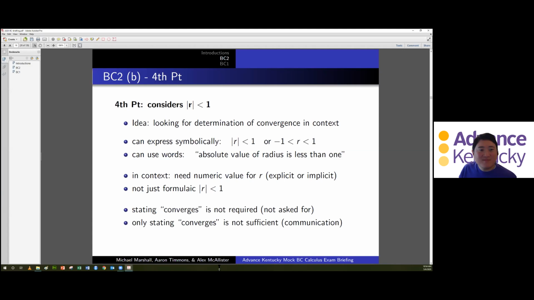But we also want to say that stating convergence is not sufficient. The student has to communicate what they're thinking about, right? How they landed on that conclusion. So it's a little bit more, and that's partly how we went with this phrasing of the fourth point.